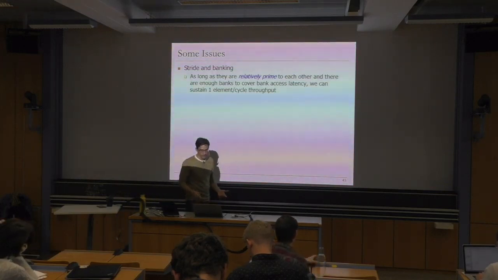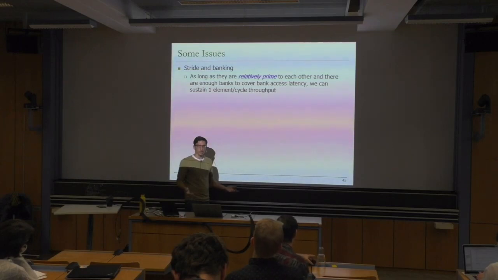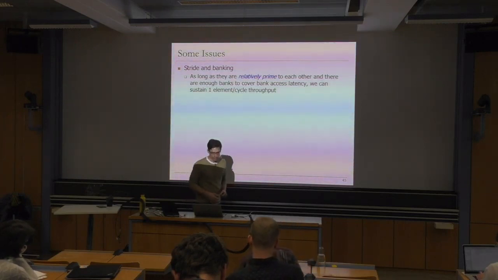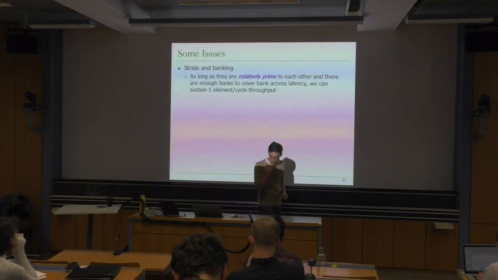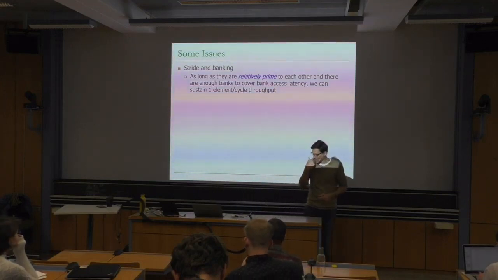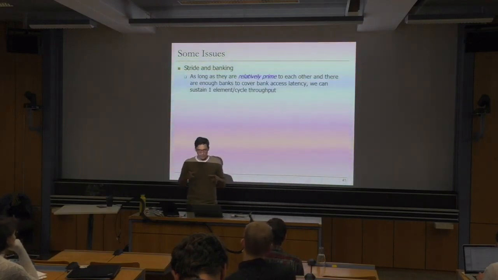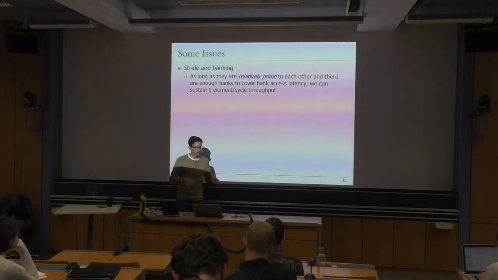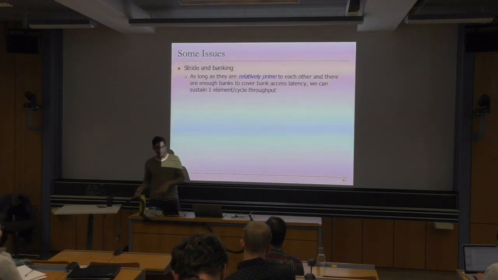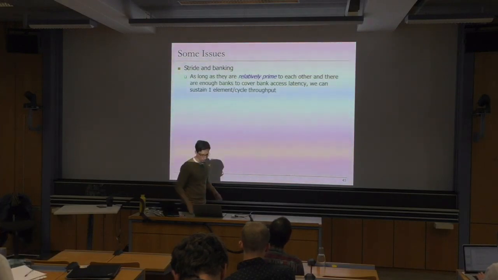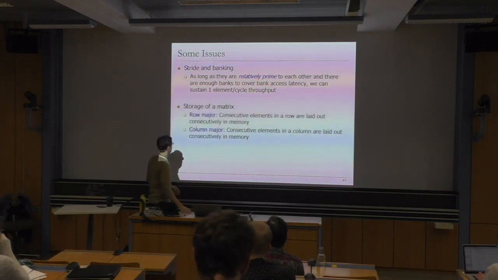Well, we want them to be relatively prime. What does it mean? This means that the stride itself is prime relative to the number of banks. If that's not the case, then we will have bank conflicts. And let me give you an example.